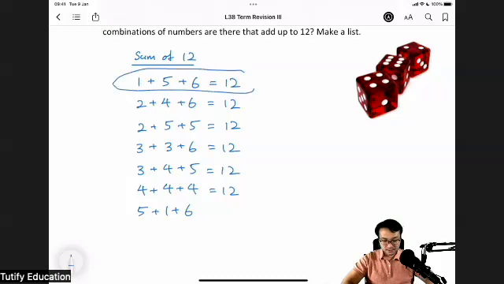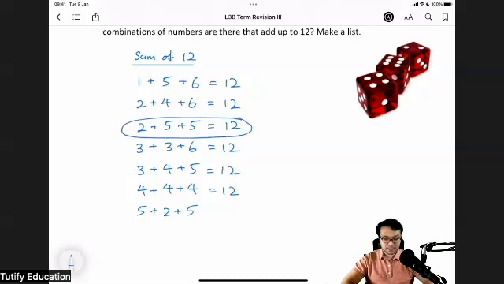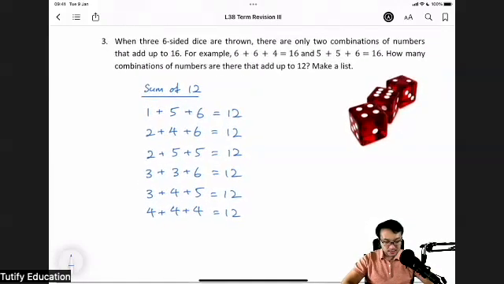No, cannot. Cannot because it's already written out. Yeah, 5 plus 2 plus 5. No. Already written down. Okay, so looks like Ben, no matter how we do it, it's going to be repeated. So this is the final answer. How many ways are there that we can get 12, Ben? 6. There are 6 ways.